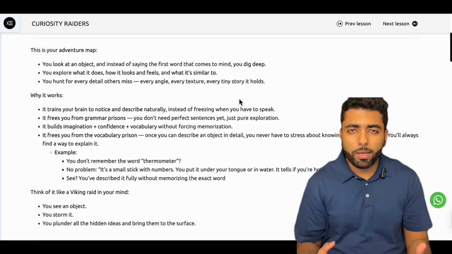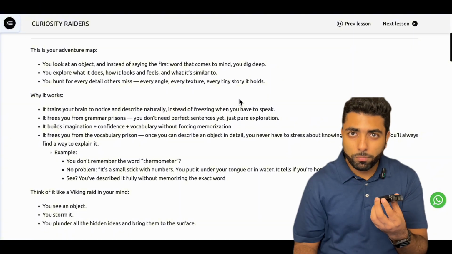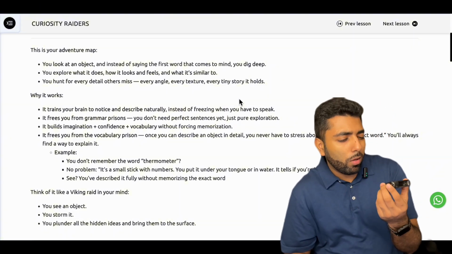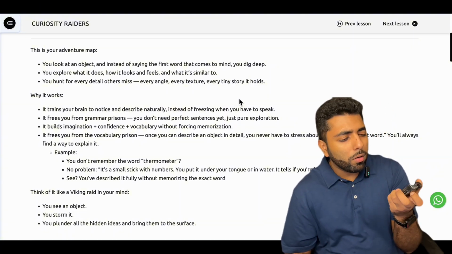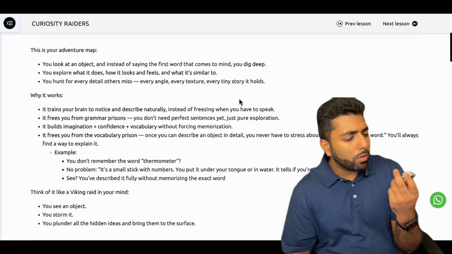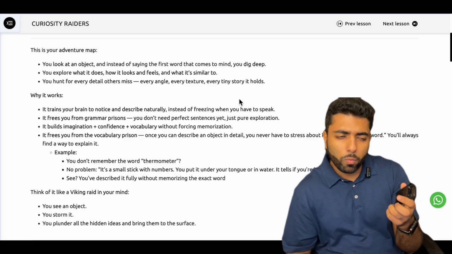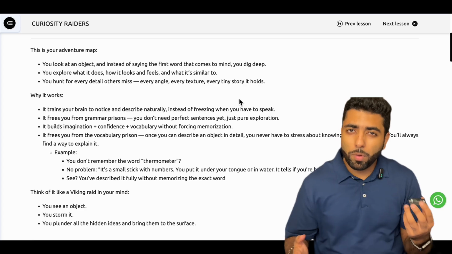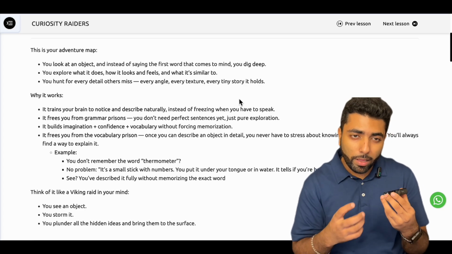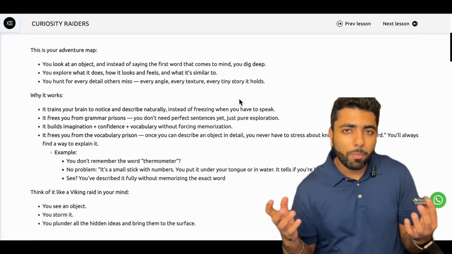So this is more like an adventure map. When you look at an object, you try to understand, oh, okay, what does it do? Why is it like this? Why is it colored black? What else can it do? What is it similar to? So basically, we are hunting, we are raiding for the details that other people might miss.